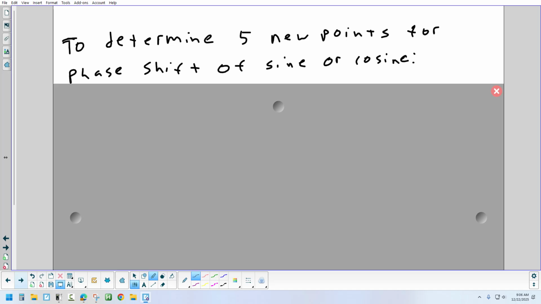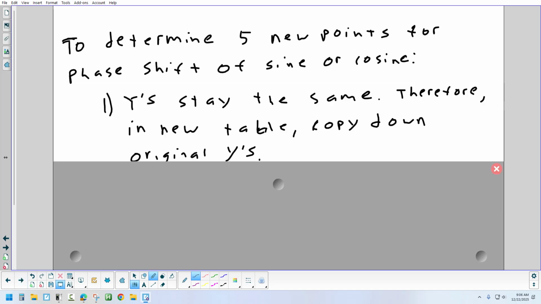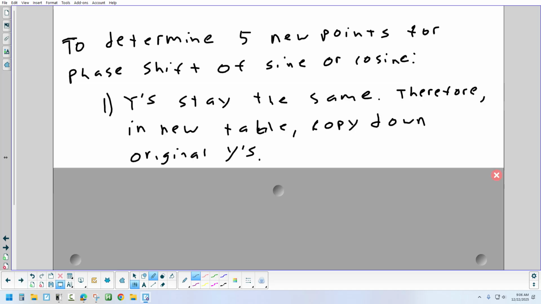Yeah, the y's. So you can copy all the y's down from the original table. That is something I'm going to want to see. Here's the table you started with that I just gave you. Tell me the new table after you shift it left and right. So you don't have to worry about changing the y's at all.